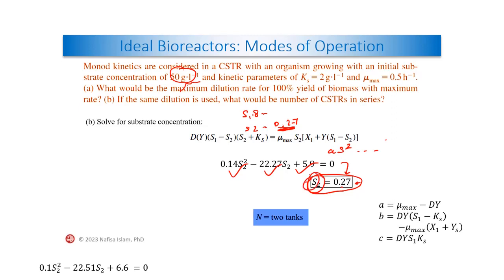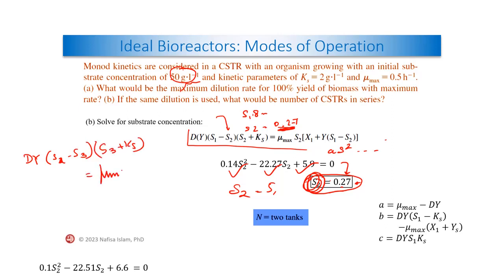If this wasn't low enough, if S2 was like 5 or 6, then you would have to do this whole thing again. Now that you know S2, take that S2 and put it as S3. So your new equation will be D y (S2 minus S3)(S3 plus KS) is equal to mu max S3 (X1 plus y (S2 minus S3)). Same equation, just in this case you know S2 now and you don't know S3. So it's an iterative process where you stop when this is low enough.